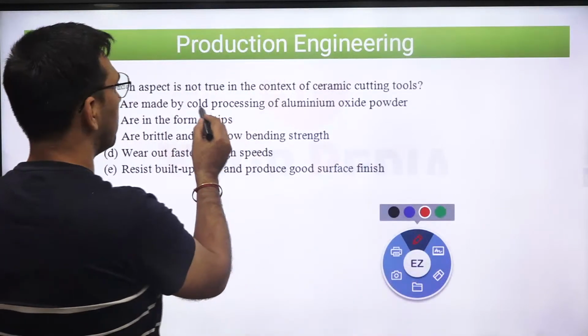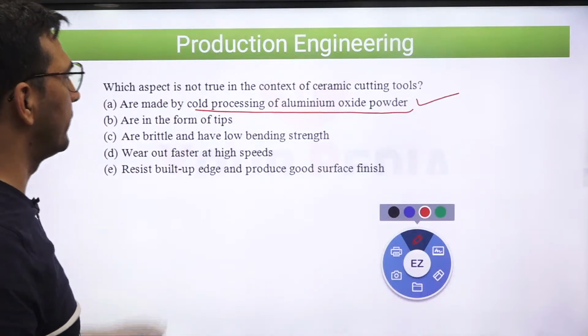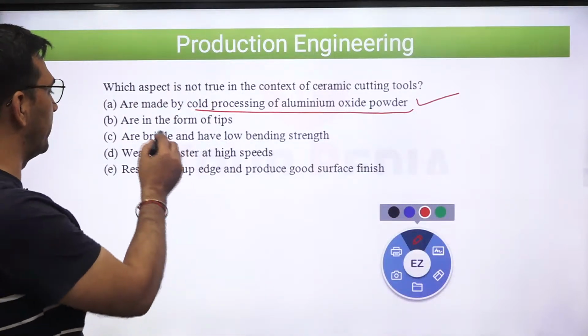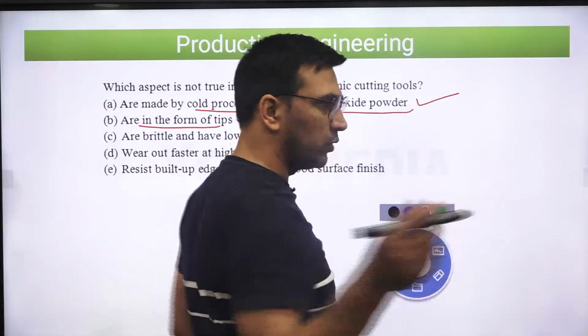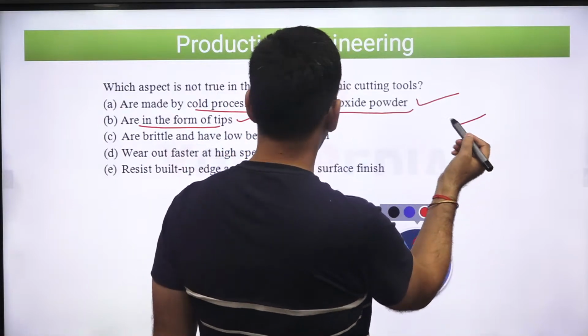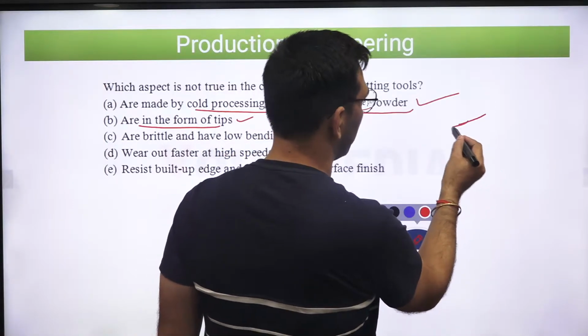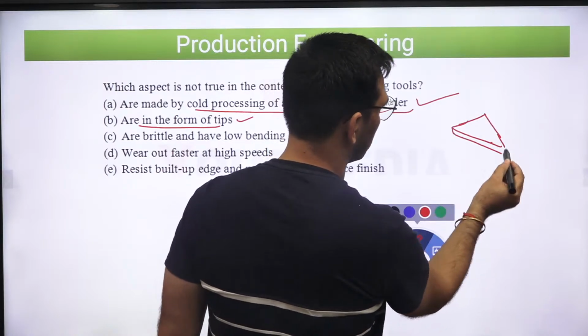So are made by cold pressing of aluminum oxide powder. Obviously जो सिरामिक टूल है हम जो पाउडर मेटलर्जी टेक्निक से बनाएंगे, are in the form of tips. ध्यान रहे जितने भी खासकर जो टूल्स which are made up of hard material, they are in the form of inserts, और जिसको हम टिप्स भी बोल देते हैं. टिप्स फॉर एग्जांपल इट कुड हैव एनी शेप, ट्रायंगल शेप की हो सकती है, रेक्टेंगल की हो सकती है, स्क्वायर शेप की हो सकती है.